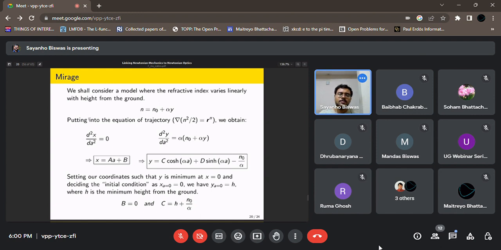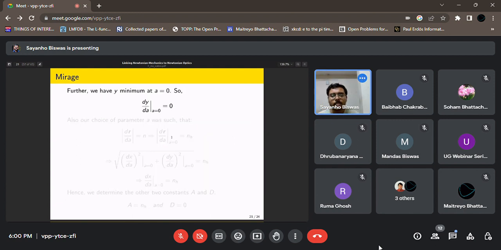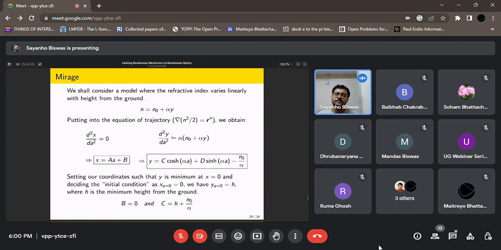Now we can see there are two second order differential equations. That means each of them should require two initial conditions, one with respect to its initial quote unquote position and the other with respect to its initial quote unquote velocity. How do we define the velocity? We have y which is minimum at a equal to 0. That means dy/da at a equal to 0 is 0. This is how we have put it by deciding our coordinates. Okay, good enough.